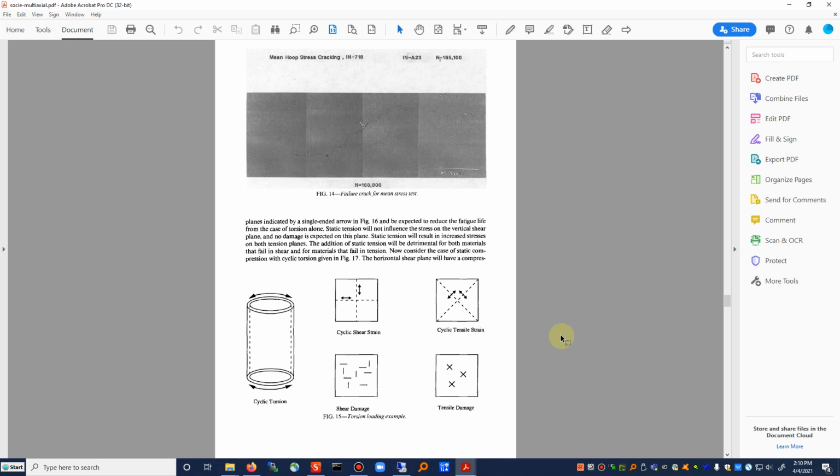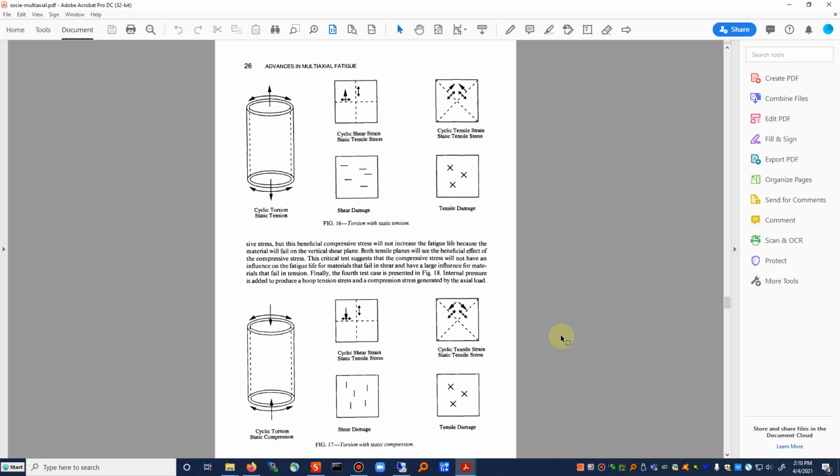Static tension will result in increased stresses on both tension planes. The addition of the static tension will be detrimental for both materials that fail in shear and for materials that fail in tension. Okay. So let's look at this one. If we were to add tension to this cyclic torsion, then we should expect only cracks that are horizontal for the shear damage, but that shouldn't have any influence on the tensile damage crack morphology.